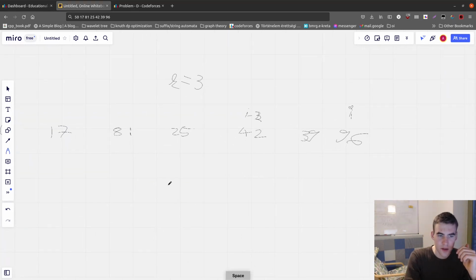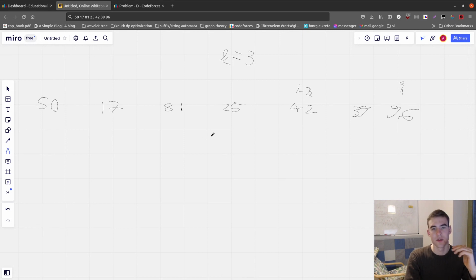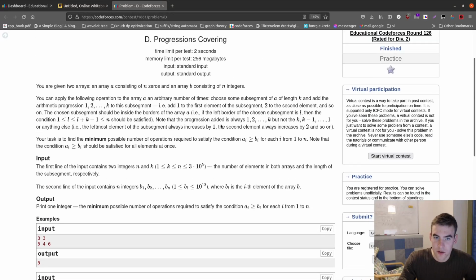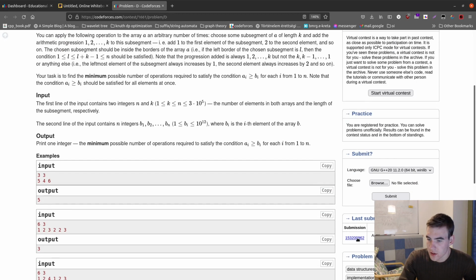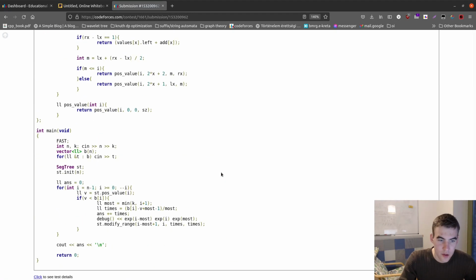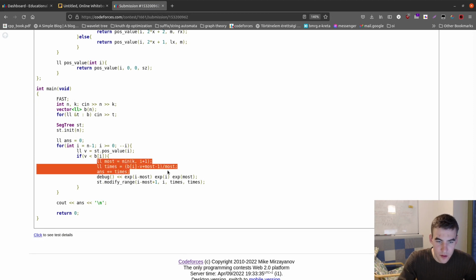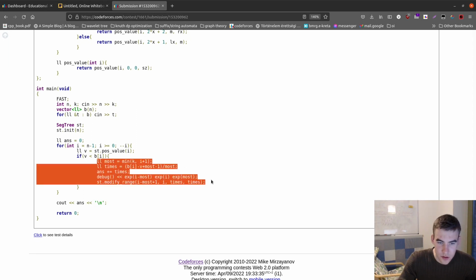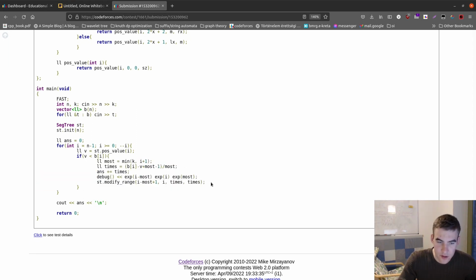And after we have this greedy idea, we just need to implement it. There's a way to increase a range in a segment tree with an arithmetic progression. I don't completely remember how it's done, but I know I solved it a couple of years ago, so I just pasted in that code. And what I do is I find the furthest position from which I can remove the last number, and I just add the arithmetic progression.